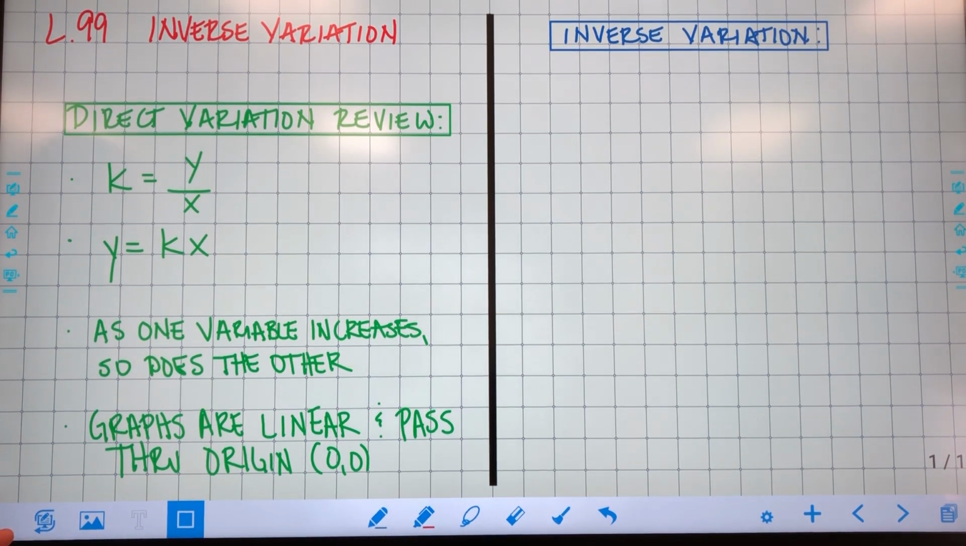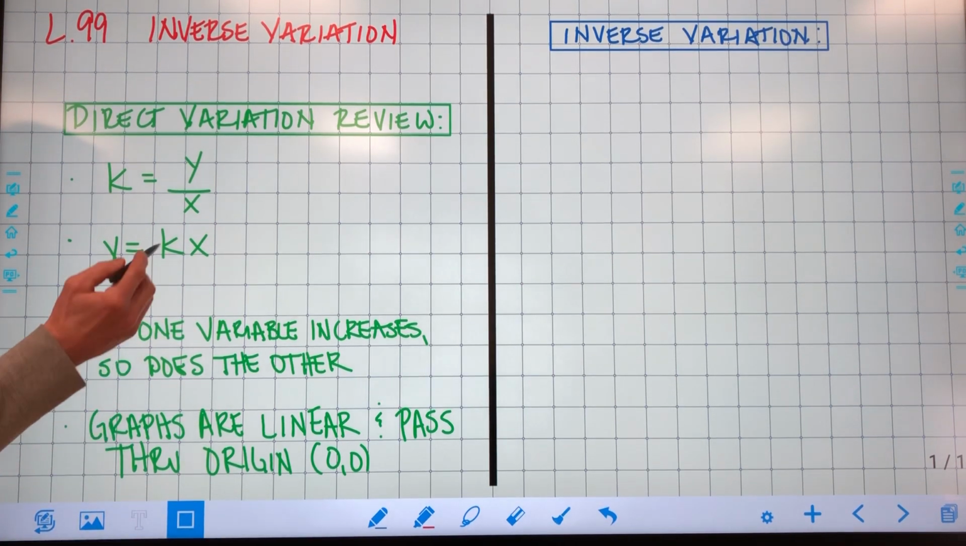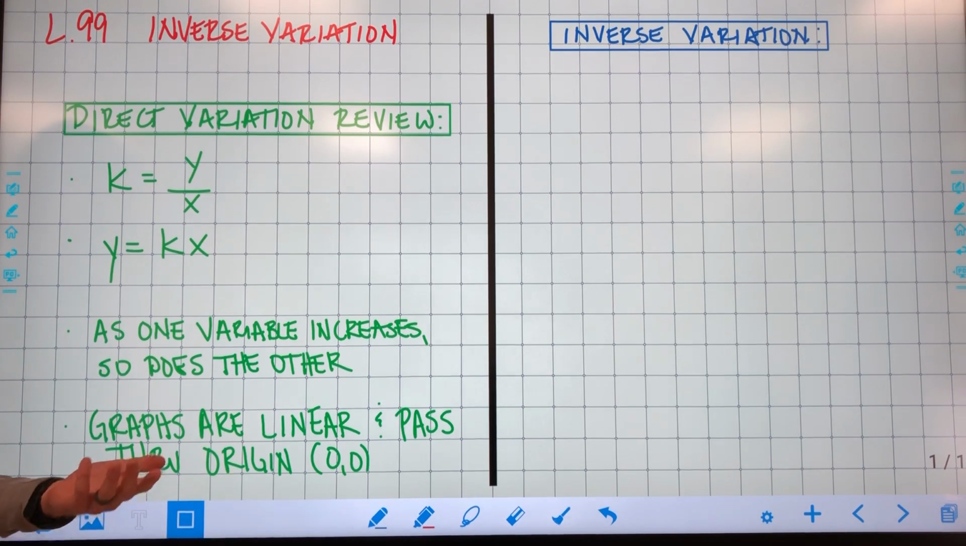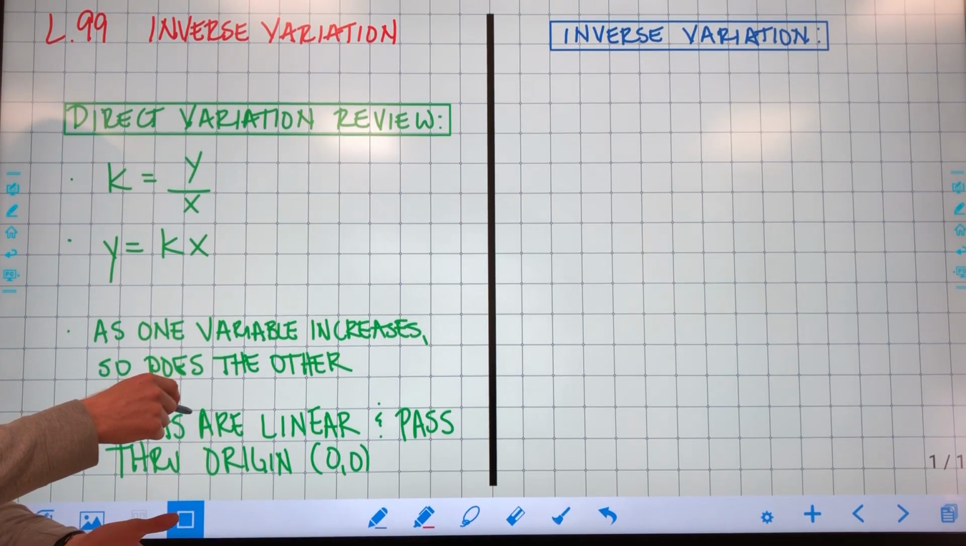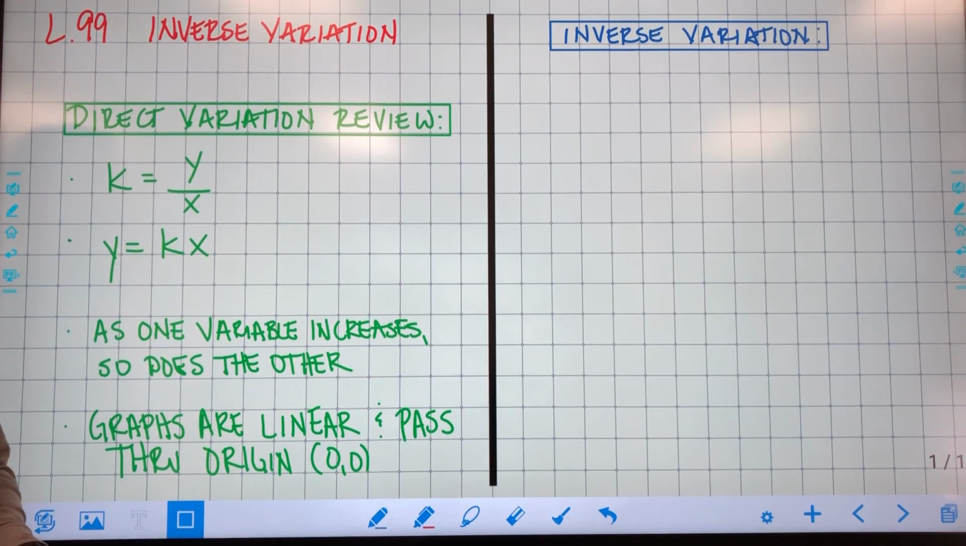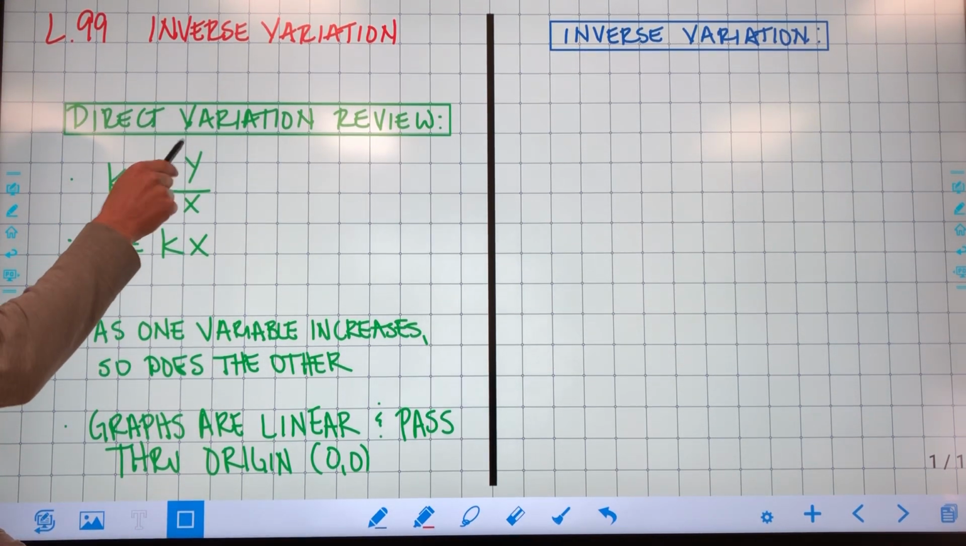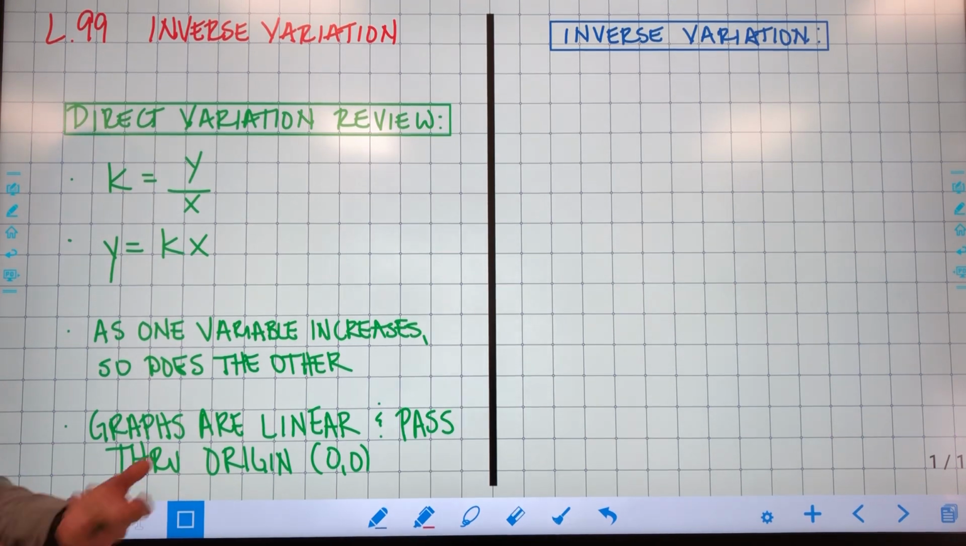From lesson 98, we had a direct variation graph for the number of tickets and their cost. As I bought 0 tickets, it cost $0; 1 ticket, $5; 2, $10; 3, $15, and so on and so forth. So we have a constant of 5. The tickets each cost $5. It passes through the origin, it's linear. As one variable increases, the number of tickets goes up, the price goes up. And we can find our constant by dividing the output by the input. So there's a little review.